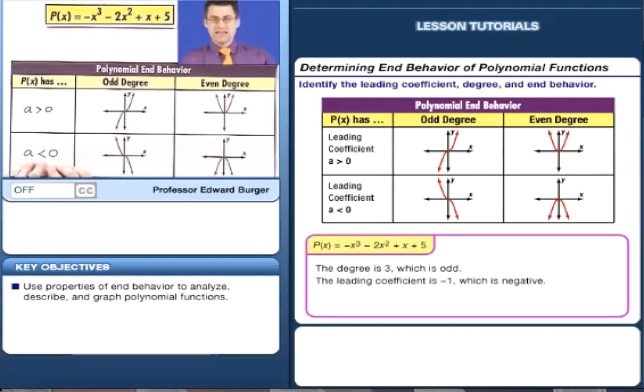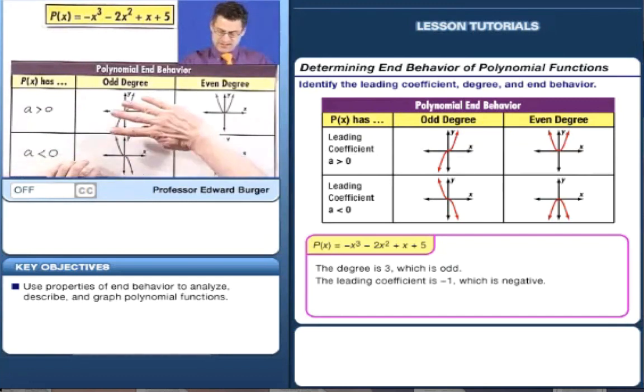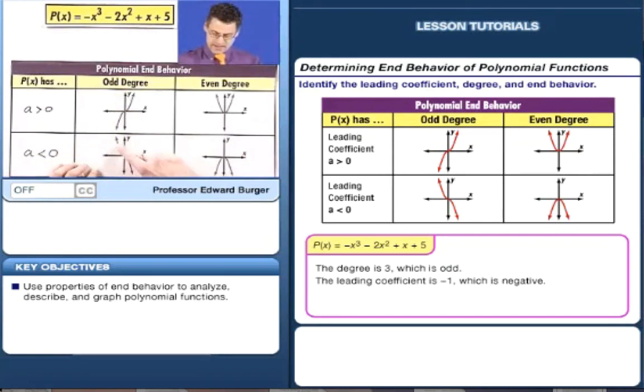However, if we have a leading coefficient that's negative, then we see the flip of this over the x-axis. So as we go off to the left, we see that this is going off to positive infinity.